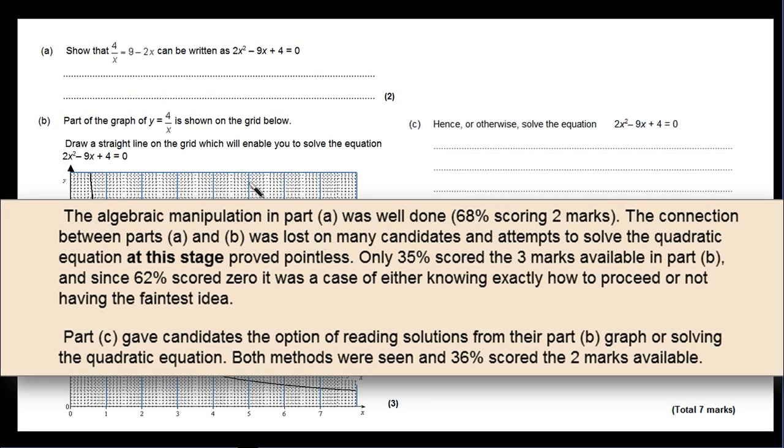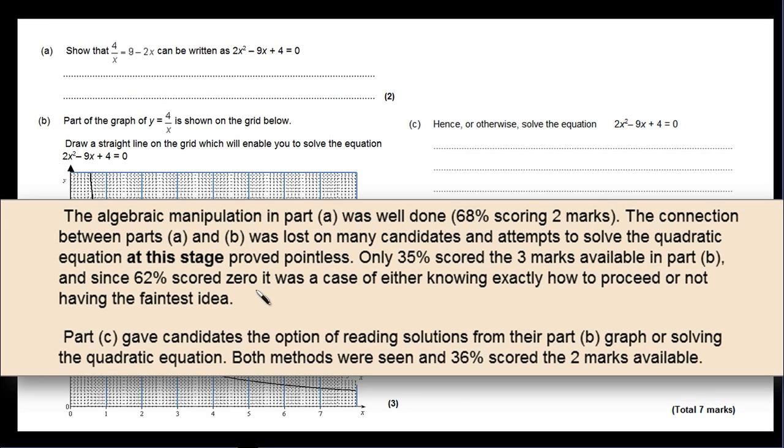The algebraic manipulation in part A, it says, was well done. 68%, so over 2/3 scoring the full 2 marks. The connection between parts A and B, though, was lost on many candidates. So when it came to graphing in part B, there was some confusion. And so solving the quadratic equation at this stage just didn't work. It was pointless, they say. Only 35%, so only about a third, scored the 3 marks available then in part B.